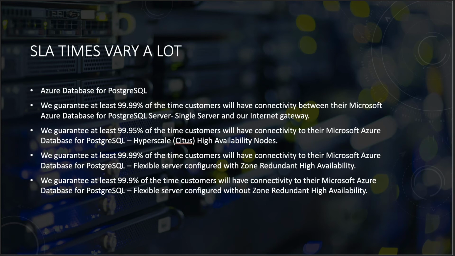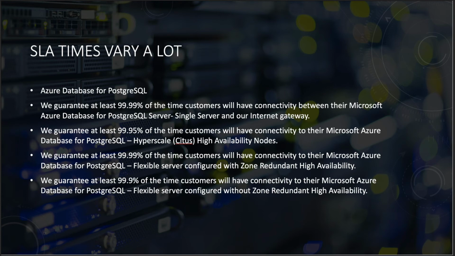So just for one, we'll pull one out of the hat here: the Azure Database for PostgreSQL. So these are all in line. These are what they will guarantee. And notice that based on the configuration, they give you a different SLA guarantee depending on how you set it up. So that guarantee of 99.99% only happens if you have connectivity between their Microsoft database single server and our internet gateway. They're only guaranteeing connectivity from the database to the gateway for that.